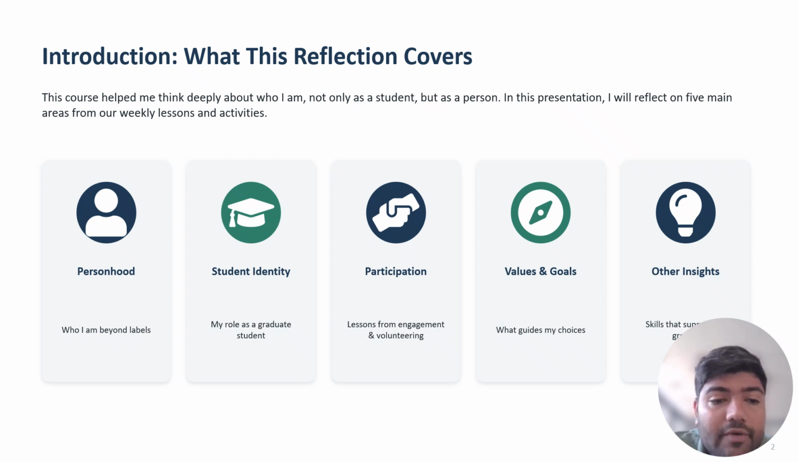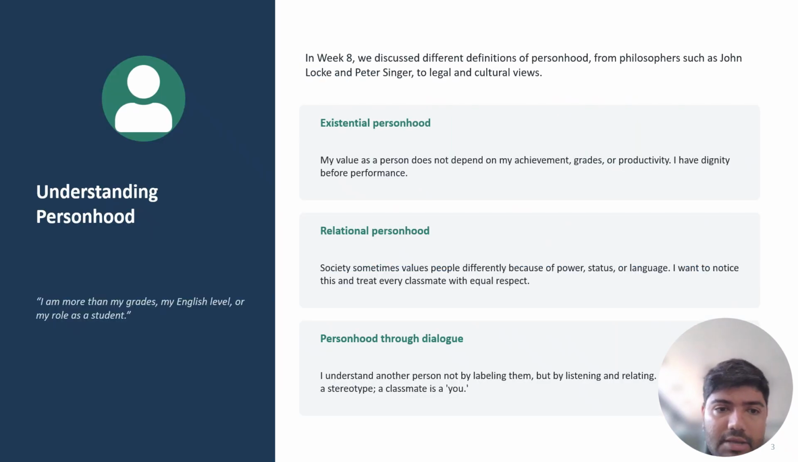The first is personhood. The second thing is student identity. The third thing is participation. The fourth thing is the values and goals of this course. And last but not least are other insights, like skills which have developed in myself. So we are going to the next one.